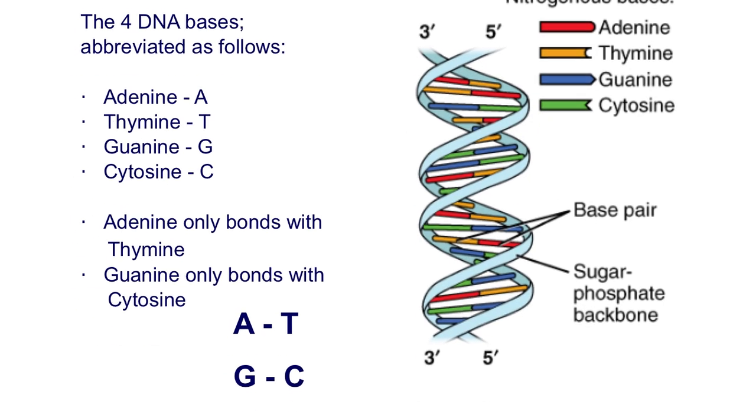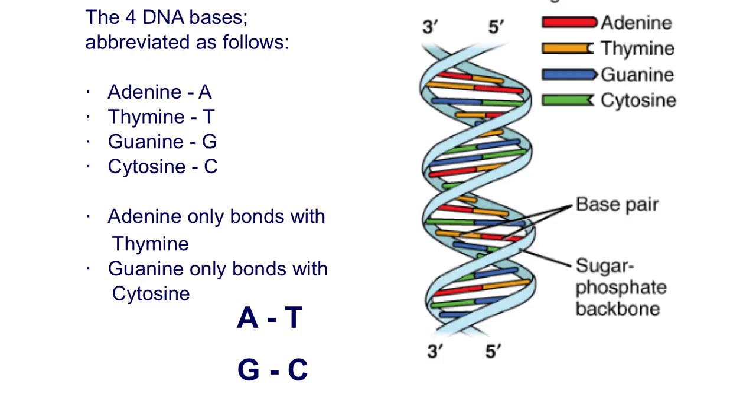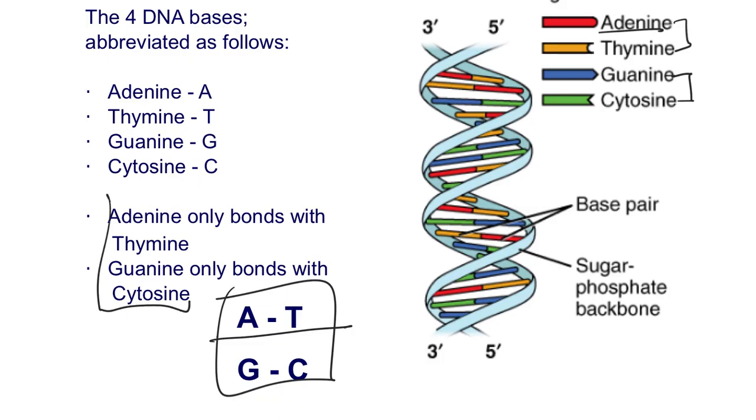Now here's the base pairing rules. Just to remind you, adenine always goes with thymine, and cytosine always goes with guanine. So A-T and C-G. Know the base pairing rule right here. At least that's the rule for DNA.